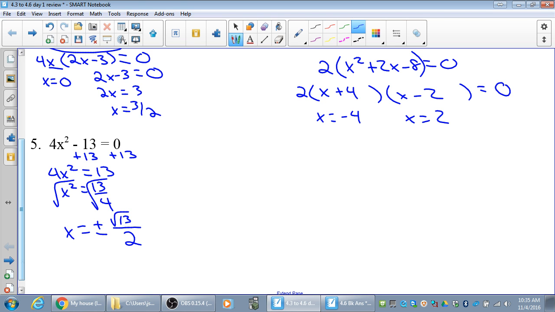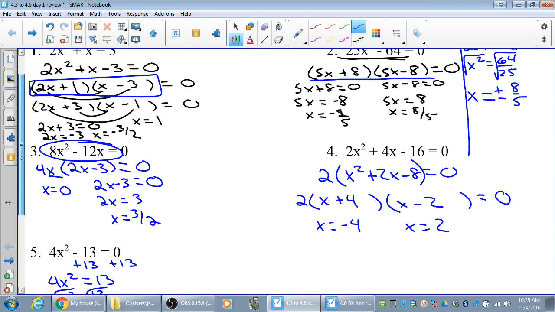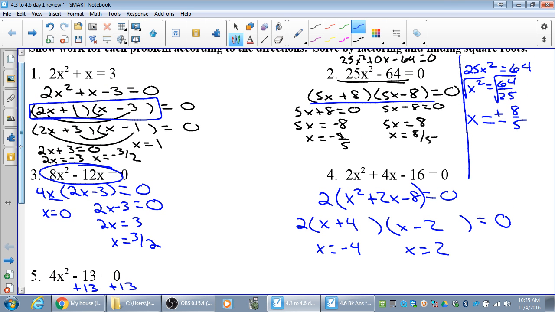Notice on this other one, up here, I was able to square root both of those. I know what the square root of 64 is, that's 8. And I know what the square root of 25 is, that's 5. That's because they were both perfect squares.